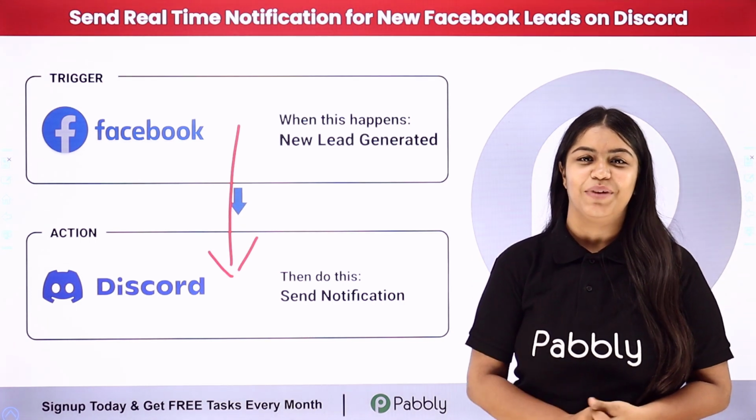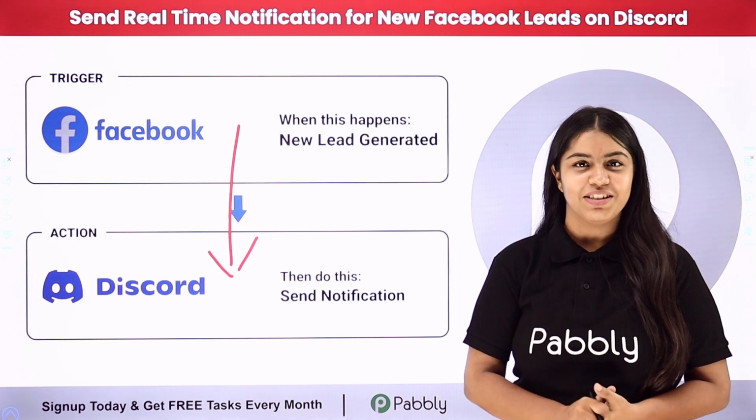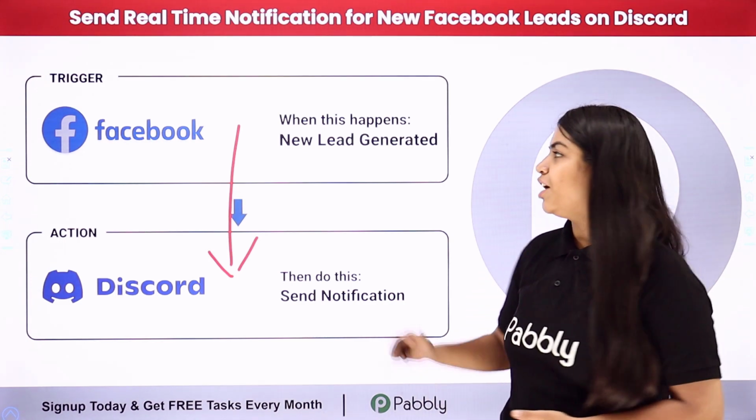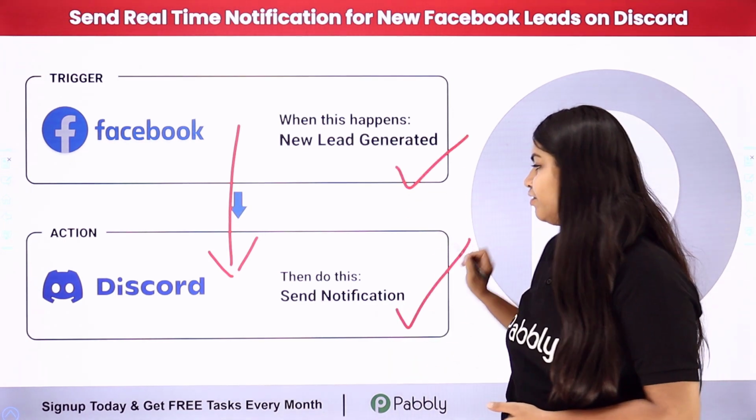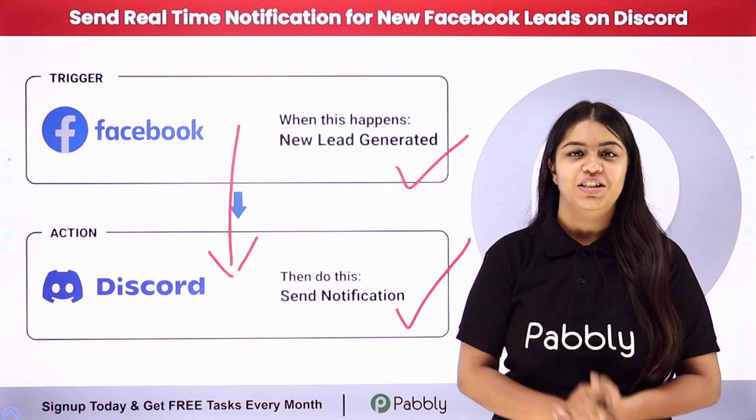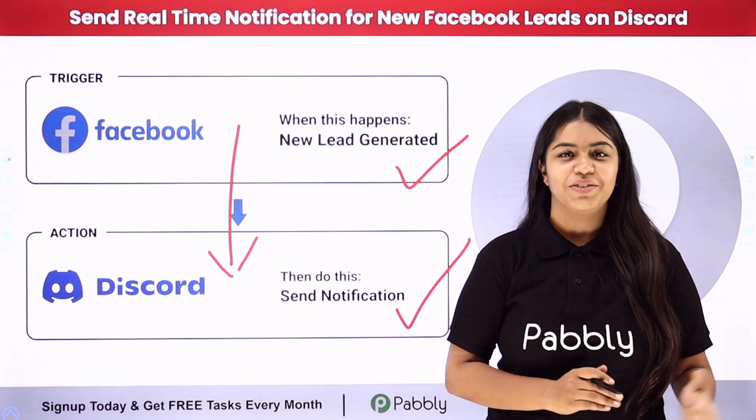It is an amazing automation software. In Pabbly, we have the concept of trigger and action. For trigger, we are going to use Facebook lead ads, and for action, we are using Discord. So if you also wish to learn this process step by step, follow me through the screen.